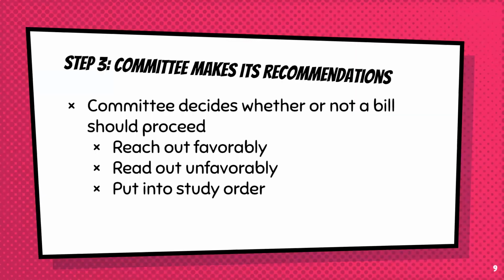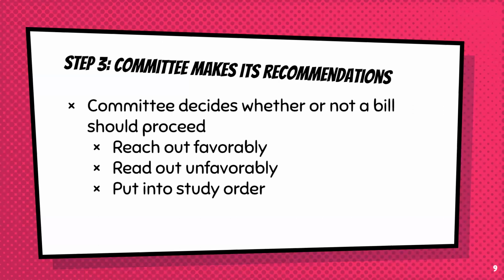Once the Joint Committee has considered the bill and conducted the public hearing, the Joint Committee then makes its recommendation as to whether the bill should proceed or not. So, for instance, the committee could read out a bill favorably. This is essentially the committee recommending that a bill pass, and this can be done with or without an amendment to the bill that the committee makes. The committee could also read out a bill unfavorably, which is essentially the committee saying that the bill should not pass. And at this point, the bill then typically fails.